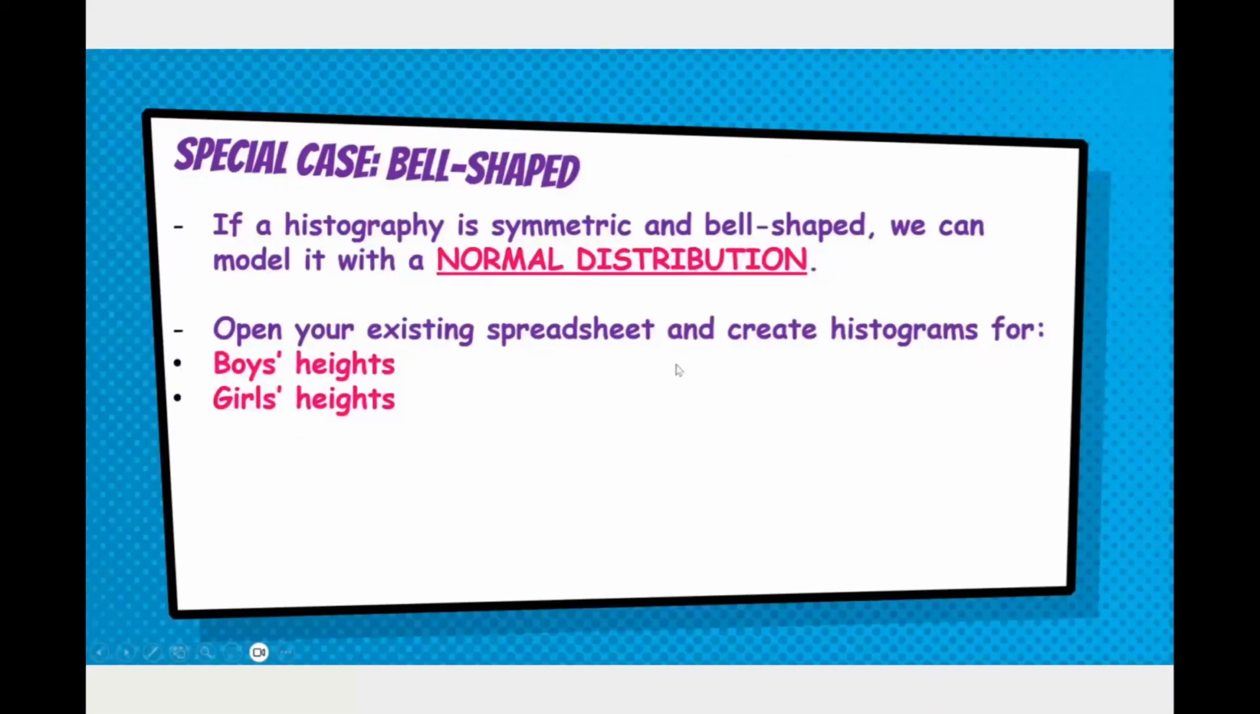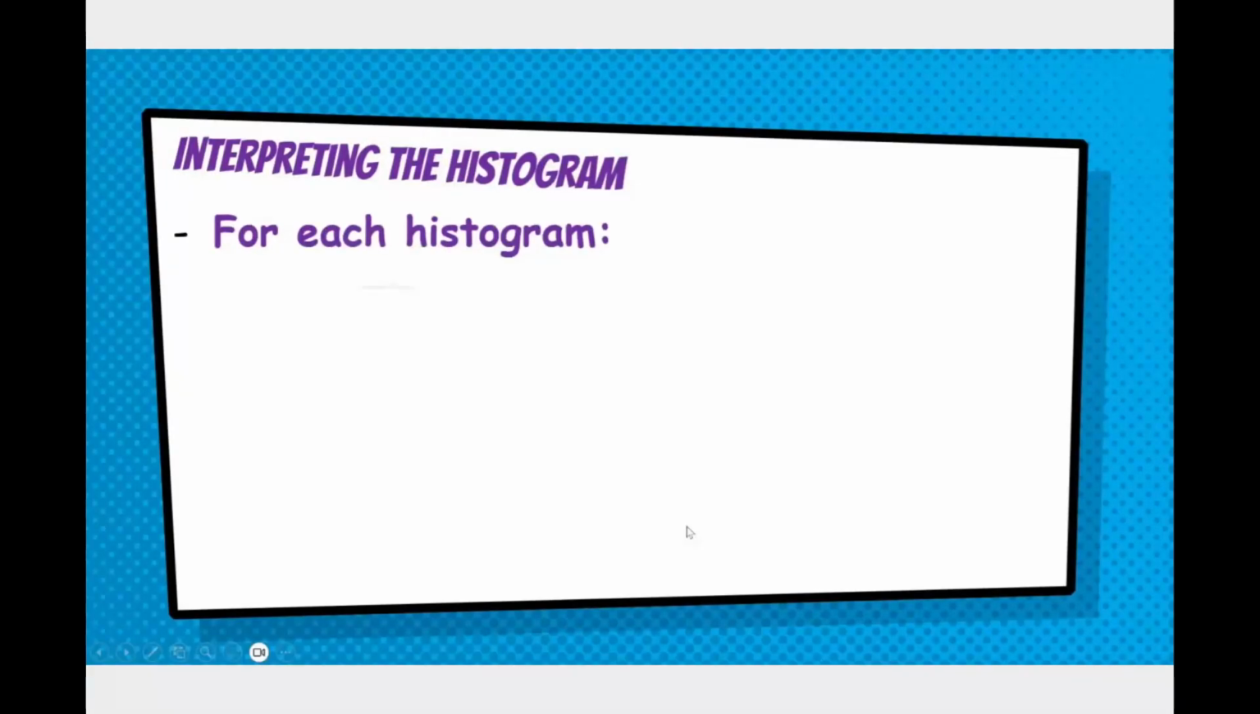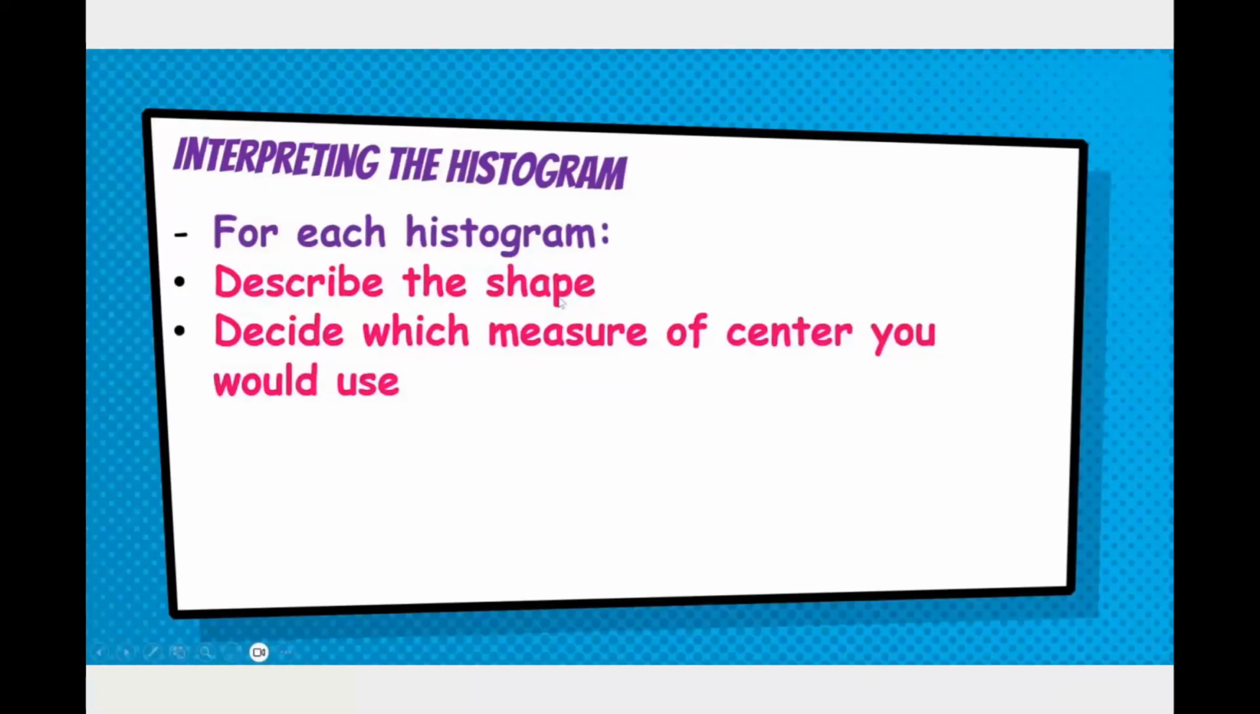So you're going to open your existing spreadsheet and create histograms. That's what we just did for boys' heights, girls' heights, and combined. Format each histogram clearly and place it right underneath each group's summary statistics. For each histogram, I want you to describe the shape. Those are all bell shaped. Describe which measure of center to use. If they are symmetric and bell shaped, we're going to use the mean, because that is a common measurement when we have a symmetric distribution.